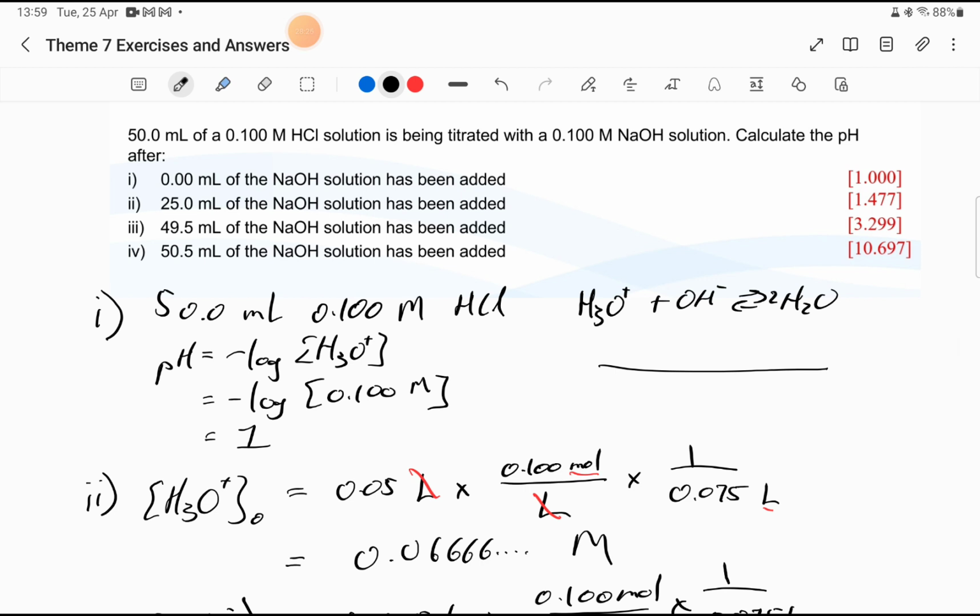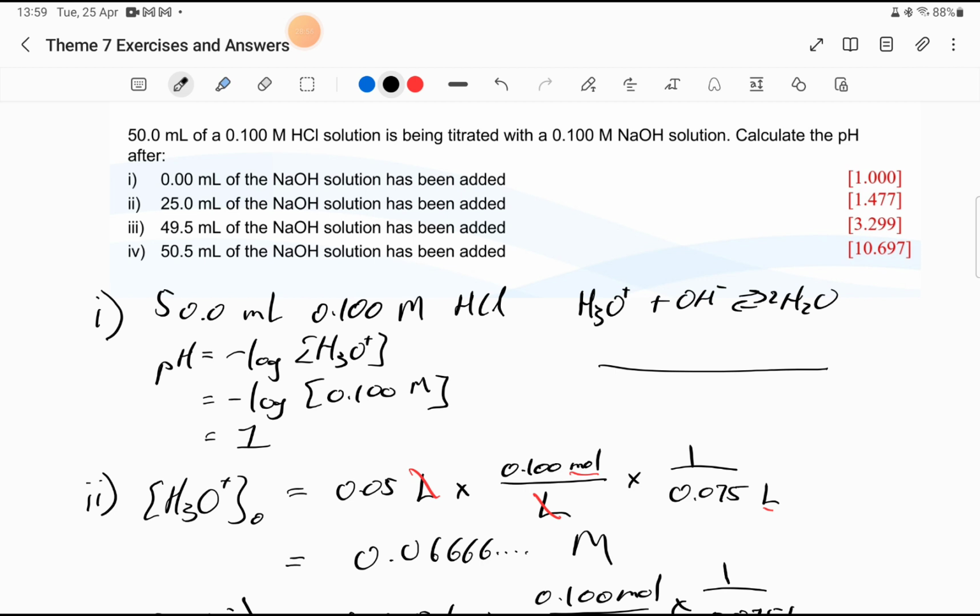So when we add 25 mL of sodium hydroxide, we only made a 0.5 difference to the pH. Then we add almost another 25 mL, but 24.5 mL, which jumped the pH from 1.5 to 3.3. And now we add a single milliliter extra of sodium hydroxide between 49.5 and 50.5, and our pH jumped from 3.3 to 10.7.